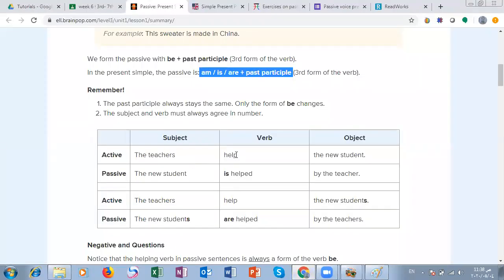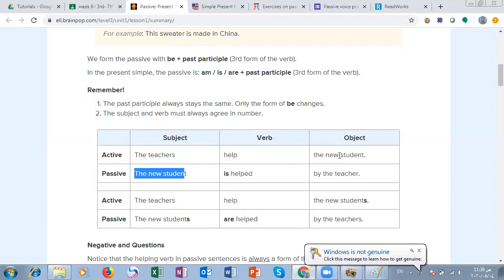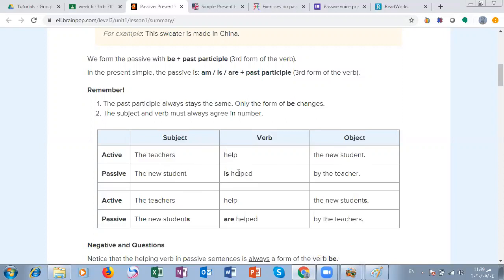So the teachers help the new student. So we need to use the passive voice to change this sentence into the passive. The new student, we started with what? We started with the object of this sentence. And because the student is only one student and is singular, we used is. And of course, the past participle of help, helped. And we can add this more explanation to know who did the verb, by the teacher. We can delete it and we can keep it. So the new student is helped by the teacher.